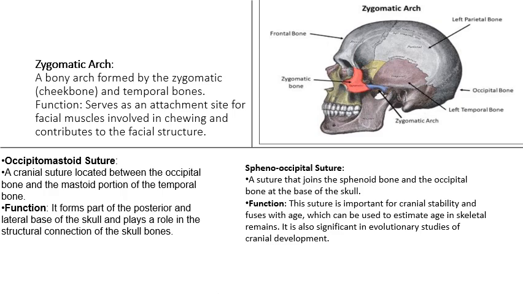Next, the spheno-occipital suture. As you can again understand, it is the joining of two bones, the sphenoid bone and the occipital bone. This suture is important for understanding cranial stability and also provides insight into age estimation when it comes to forensic or anthropology work on skeletal remains, as it fuses over time.